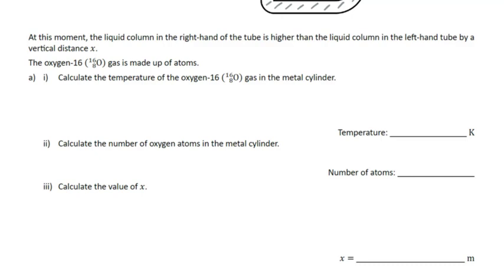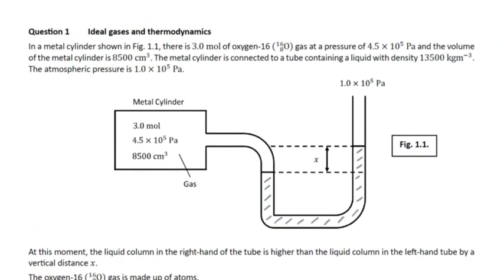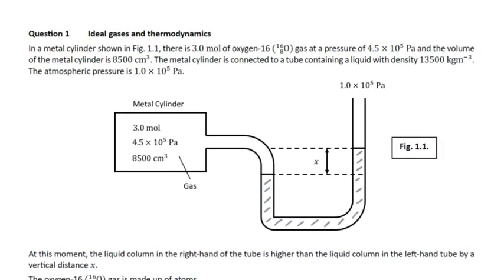Alors la partie A, première partie, calculate the temperature of the oxygen 16 gas in the metal cylinder. All we have to do is to use the equation PV is equal to nRT, which is the defining equation of an ideal gas. Alors ici là, nous assume que nous oxygen 16 gas is behaving as an ideal gas.